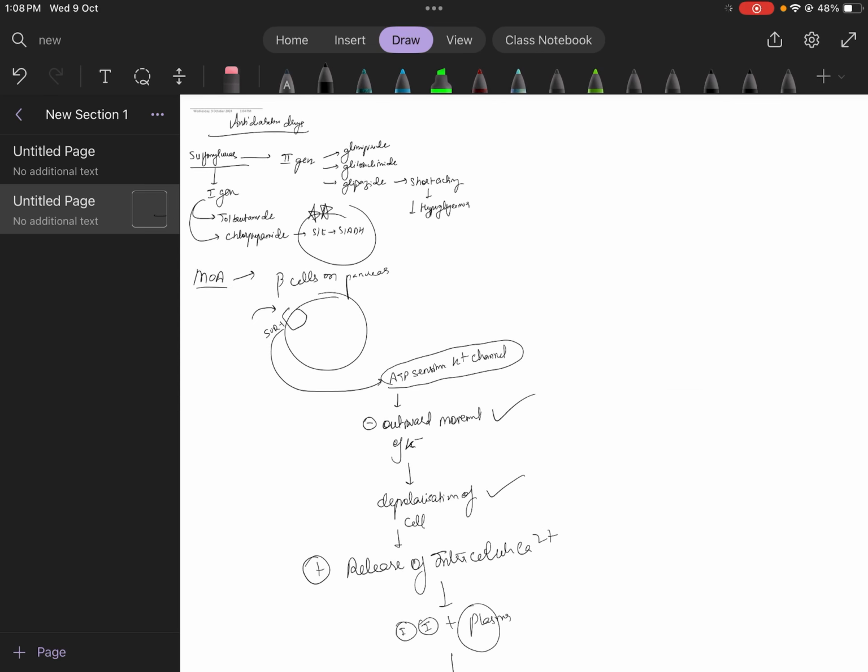So let me summarize it again. There's first generation, second generation. First generation is not used now. Chlorpropamide is one of the drugs which causes your SIADH, and then there's second generation, which includes glimepiride, glipizide, as well as glibenclamide.